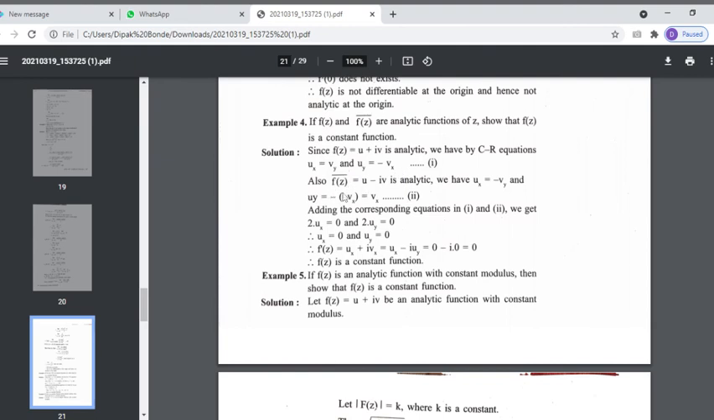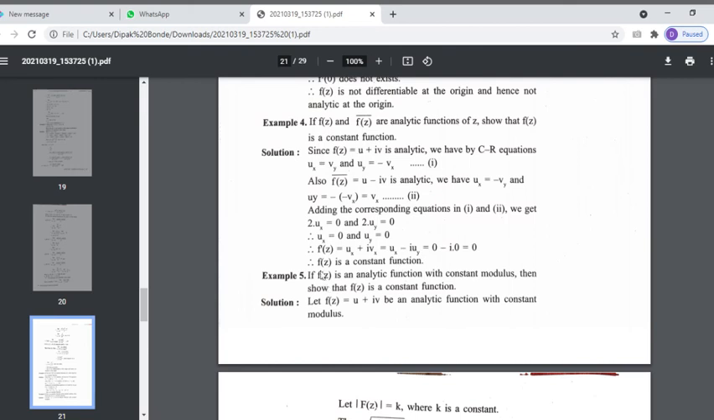Similarly, the conjugate of f of z, which is u minus iv, is again analytic, so it also satisfies ux is equal to minus vy and uy is equal to minus of minus vx, that is vx. Adding these two equations, we get 2ux is equal to 0 and 2uy is equal to 0, that is ux is equal to 0, uy is equal to 0. So f dash z is equal to ux plus ivx, that is ux minus iuy, is equal to 0 minus i 0, that is 0. A derivative of a function being 0 means the given function is a constant function, because the derivative of a constant function is 0 only.